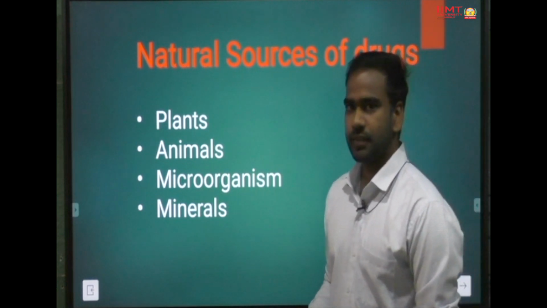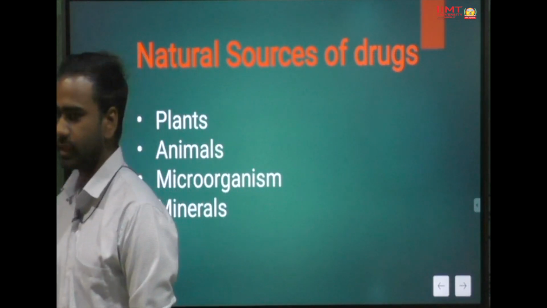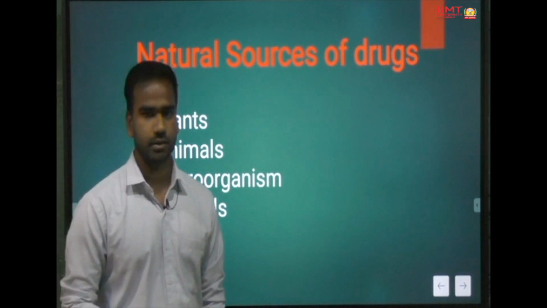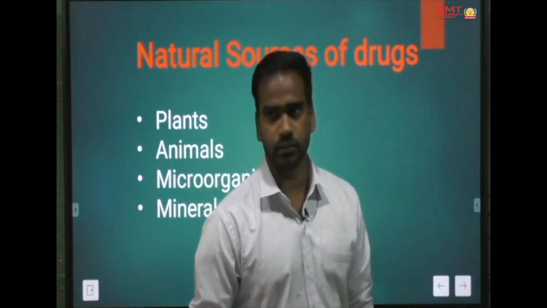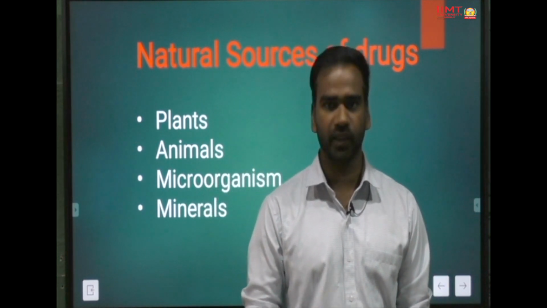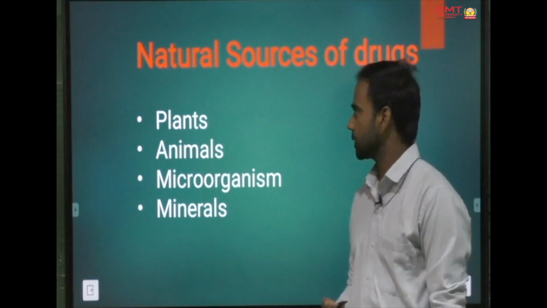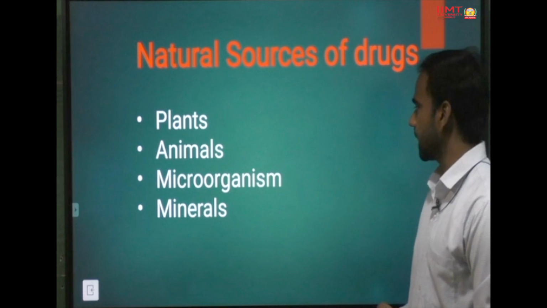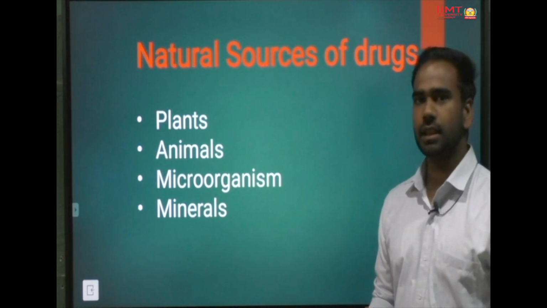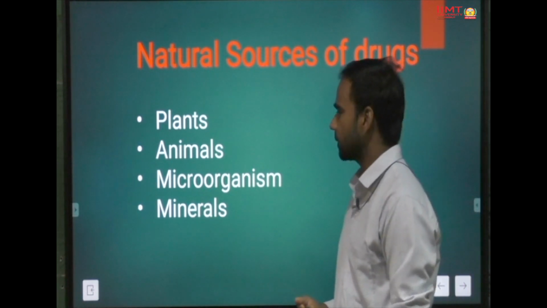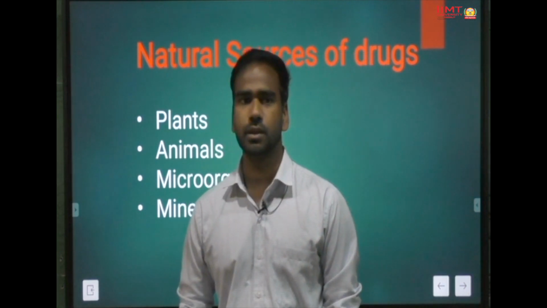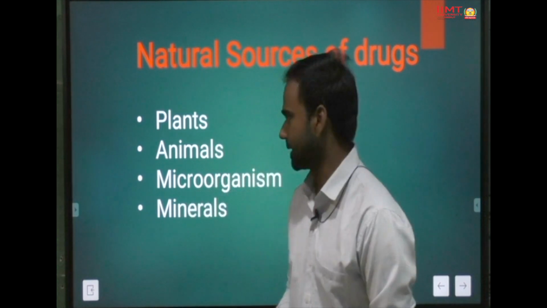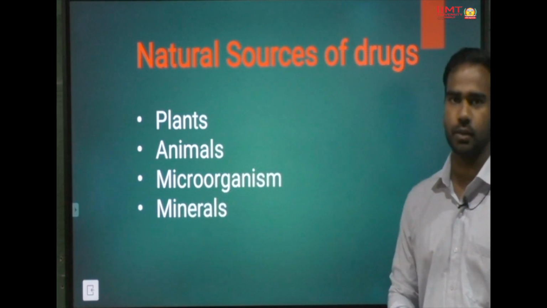If we talk about the different natural sources of drugs, how drug components and products are derived from different natural sources, there are basically four major classifications from where a drug can be derived. The first is plant, the second is animal, the third is microorganism, and then mineral. These are the four major resources from which drugs are derived and used for several pathophysiological states, to cure any acute or chronic disease that can be cured by a drug.